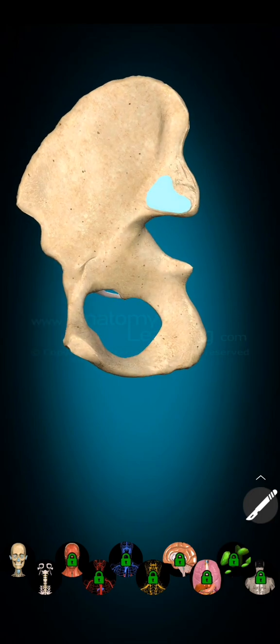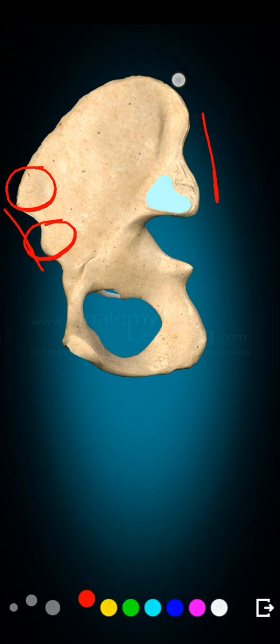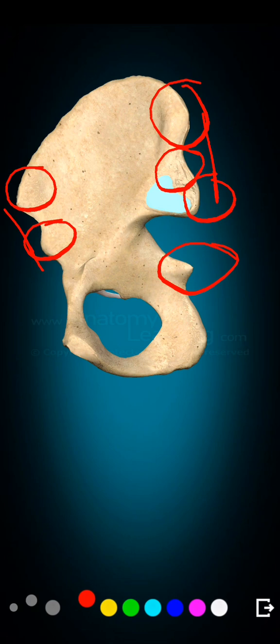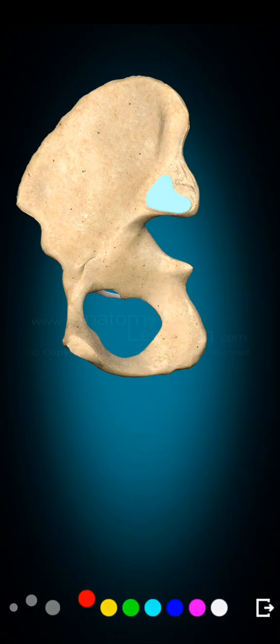Now on the posterior surface also we have the same thing. This is the anterior border and the posterior border. Anterior superior iliac spine, anterior inferior iliac spine, posterior superior iliac spine, posterior inferior iliac spine, and here we have the iliac tuberosity. And this is the ischial spine, greater sciatic notch, lesser sciatic notch, and the obturator foramen.